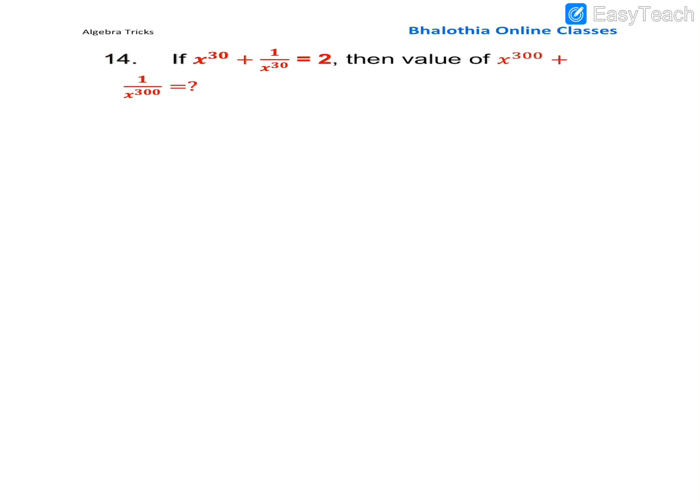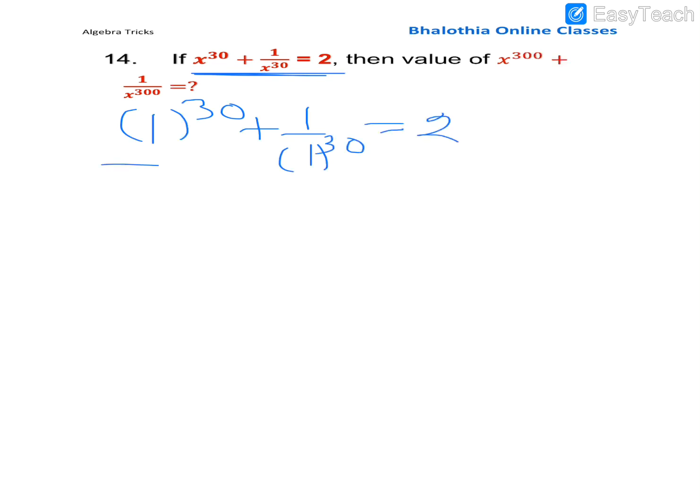Okay, let's move to the next one. Here what is given? X raised to the power 30 plus 1 upon x raised to the power 30 is given equal to 2, and this is asked. Okay, so how will we solve it? Again, see how we will solve it, guys. Here also we can just try putting some values. X equal to 1 we can put, right? 1 raised to the power 30 plus 1 upon 1 raised to the power 30 will become 2, right? So we can put x equal to 1.